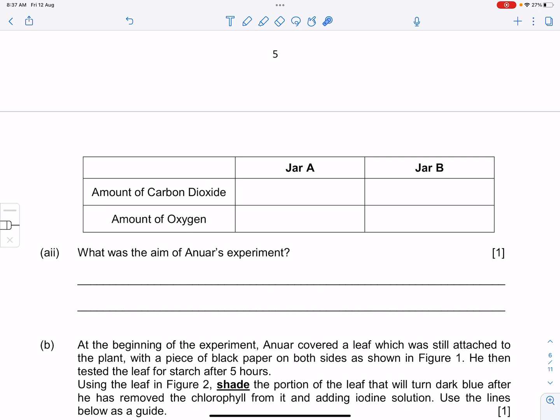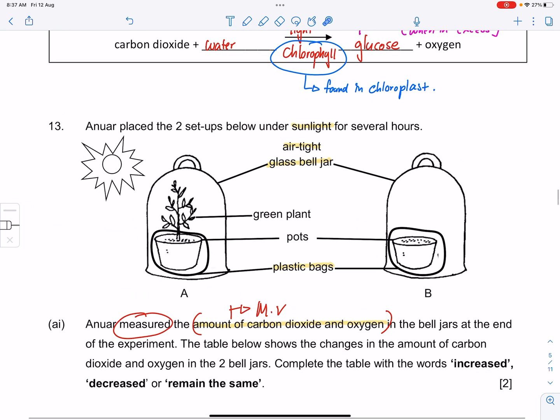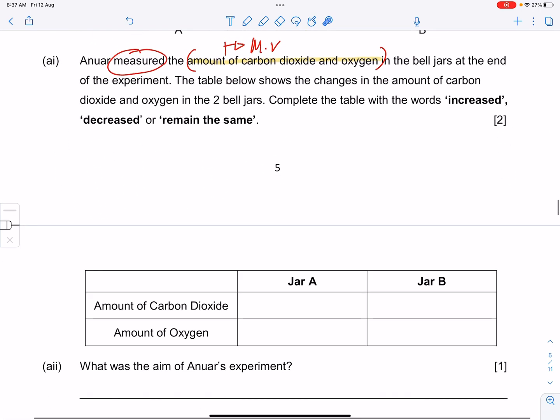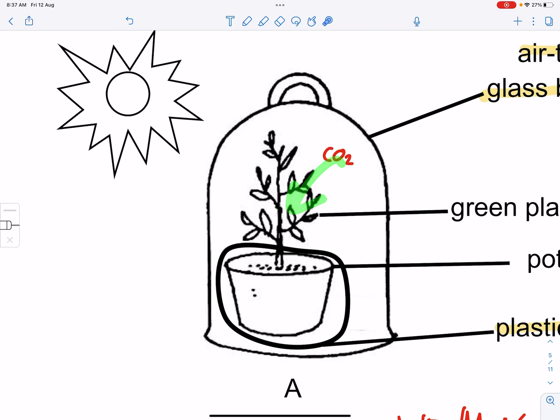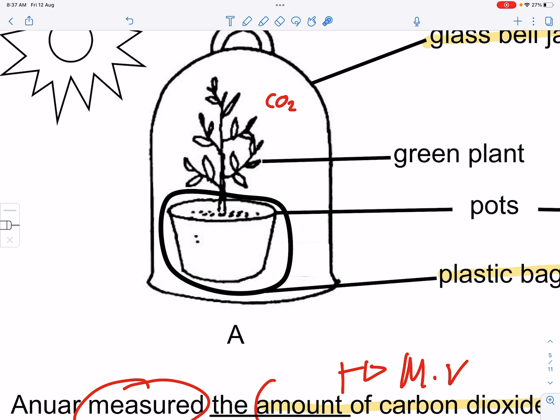So the amount of carbon dioxide in jar A, let's take a look. Because jar A is able to photosynthesize, you would know that the amount of carbon dioxide should decrease. Why decrease? Because the plant will take in CO2. Because it is absorbing CO2, the amount of CO2 will decrease. At the same time, when undergoing photosynthesis, excess oxygen will be given out. Therefore, your oxygen level will increase while your carbon dioxide level will decrease.